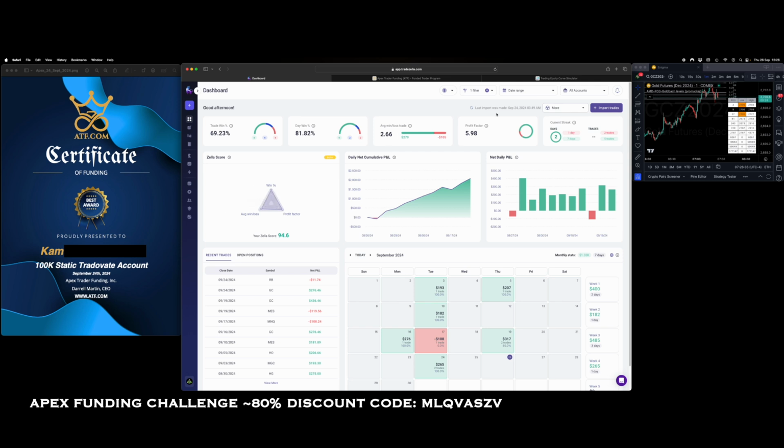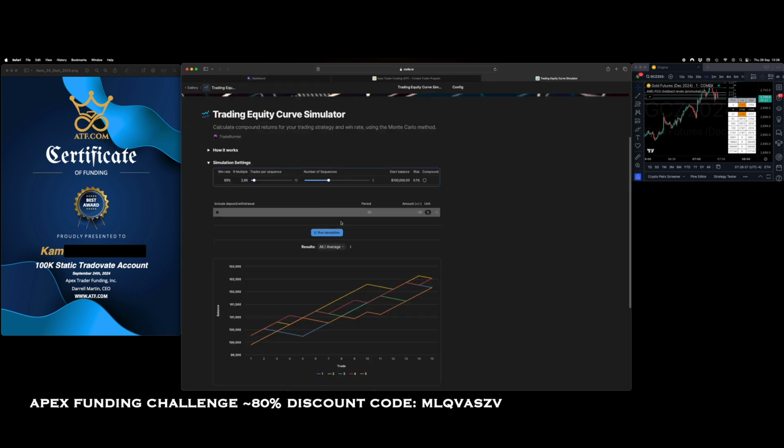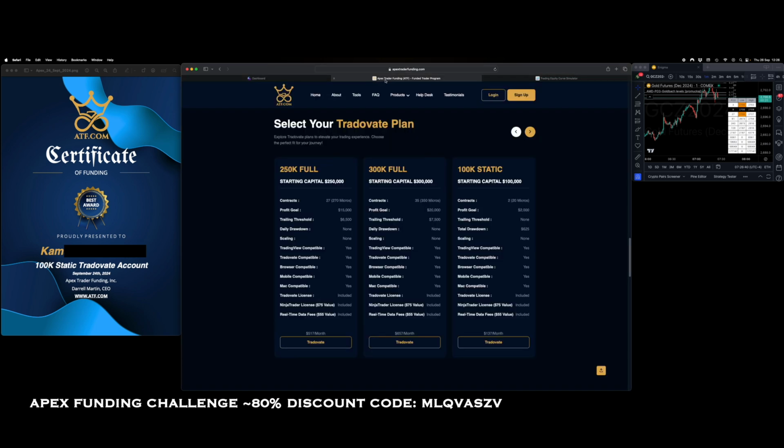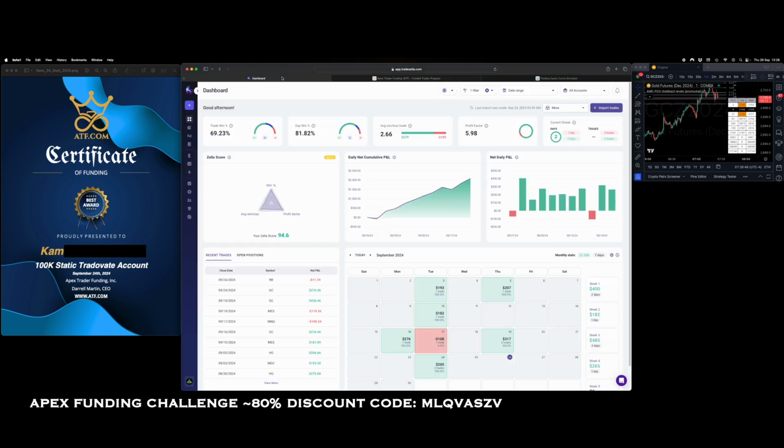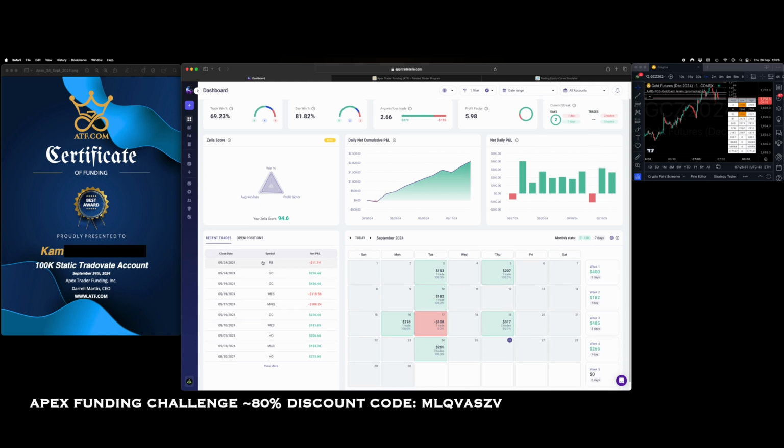I hope this helps. Use the Monte Carlo simulator in your own trading. Give yourself enough wiggle room so you can get into drawdown and then get out of drawdown, and wait for your high probability days using your high probability instruments at the right time of trading to pass these challenges.